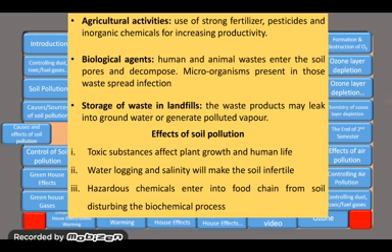Then 3. Hazardous chemicals enter into the food chain from soil, disturbing the biochemical process. If we are not that careful, some of these harmful substances from the soil can enter into the food chain via plants, and this is even dangerous to humans, because when we feed on such plants, it could result in ill health in us.